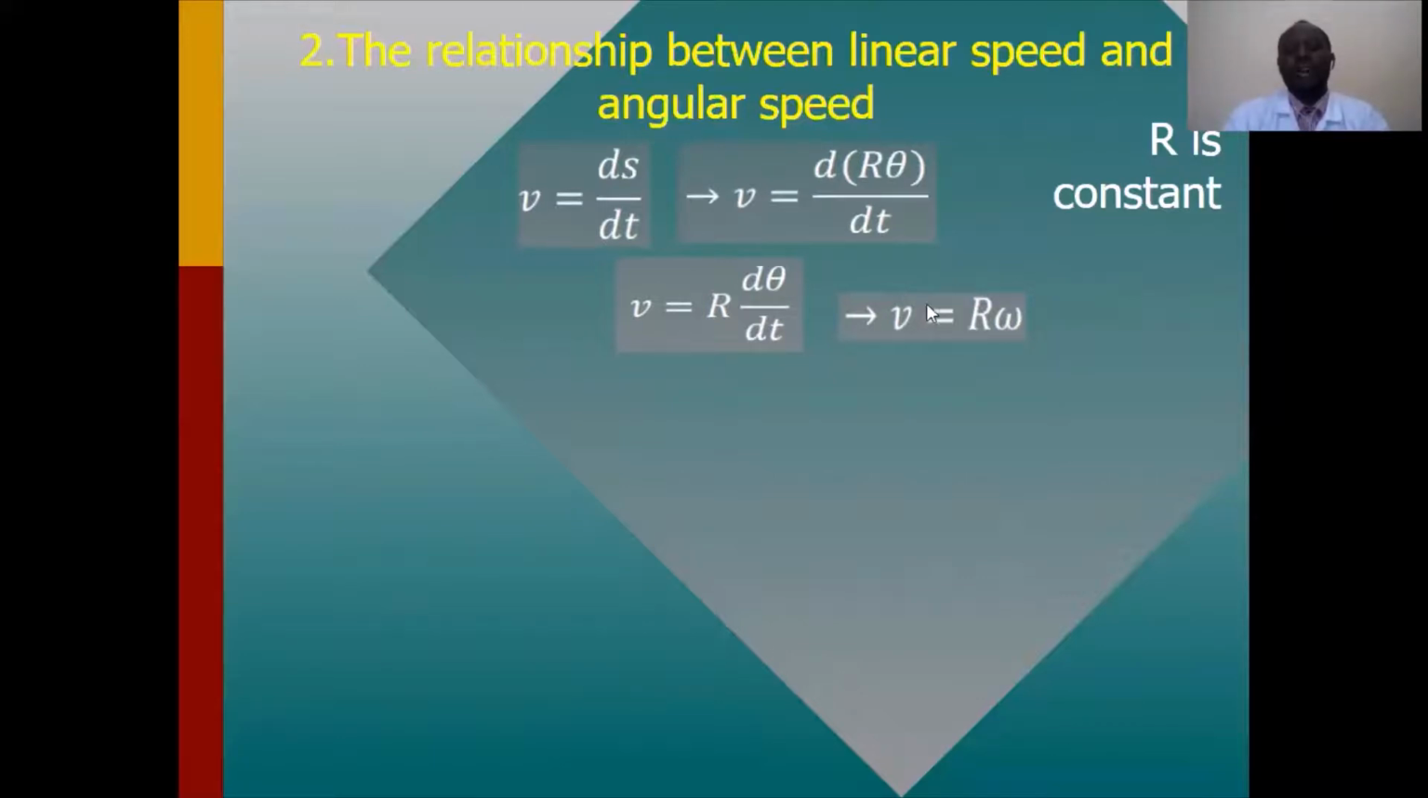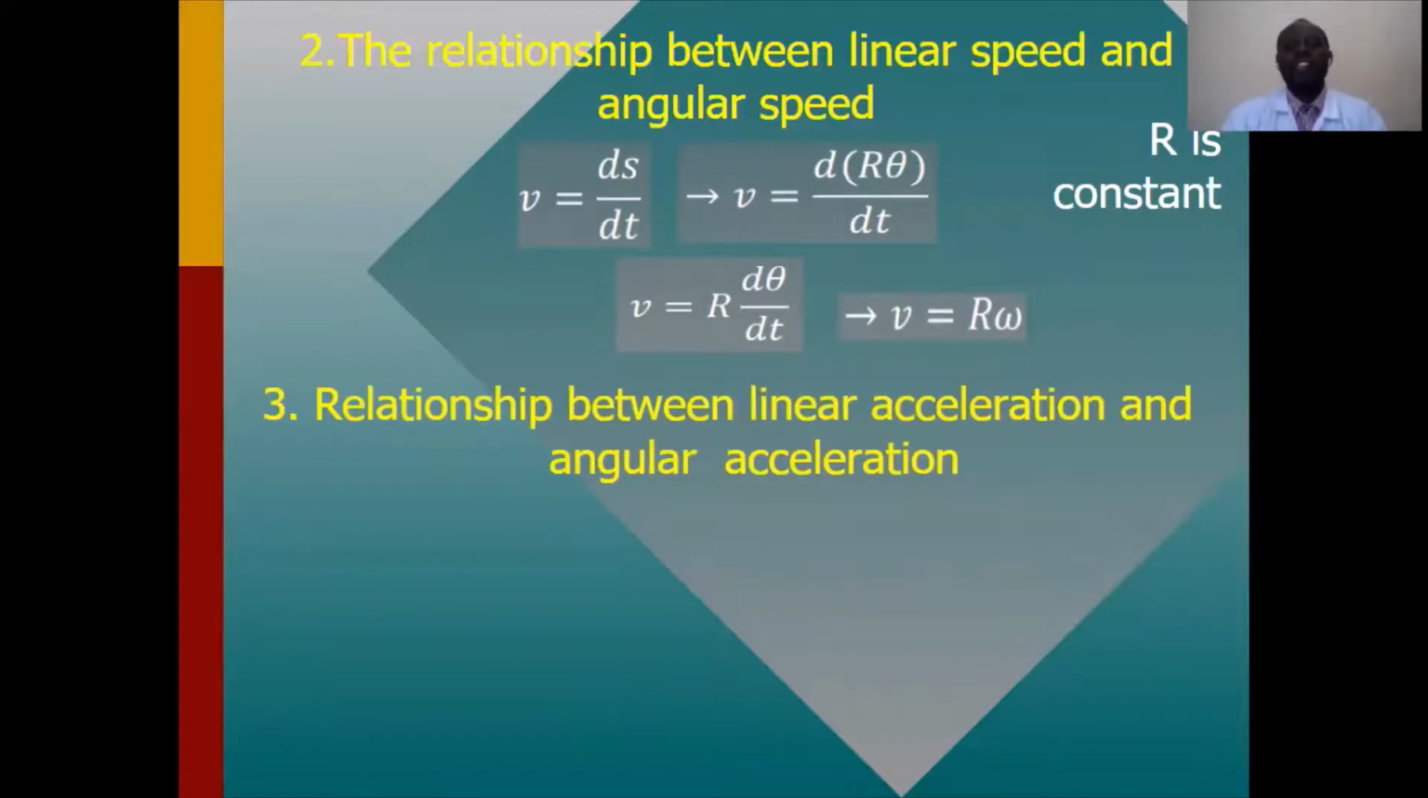So it means that the linear velocity is directly proportional to the angular velocity, and the coefficient of proportionality is the radius r. If the linear velocity increases, the angular velocity will increase at the same rate. And if linear velocity decreases, the angular velocity also will decrease at the same rate.